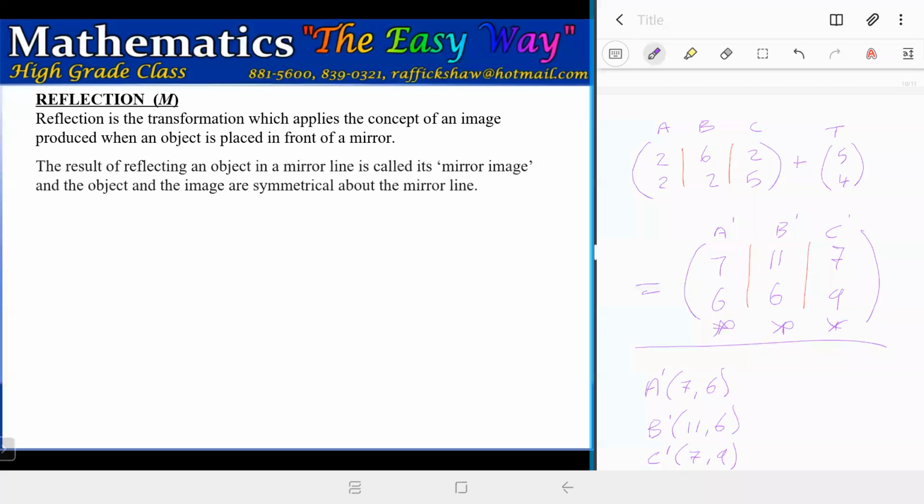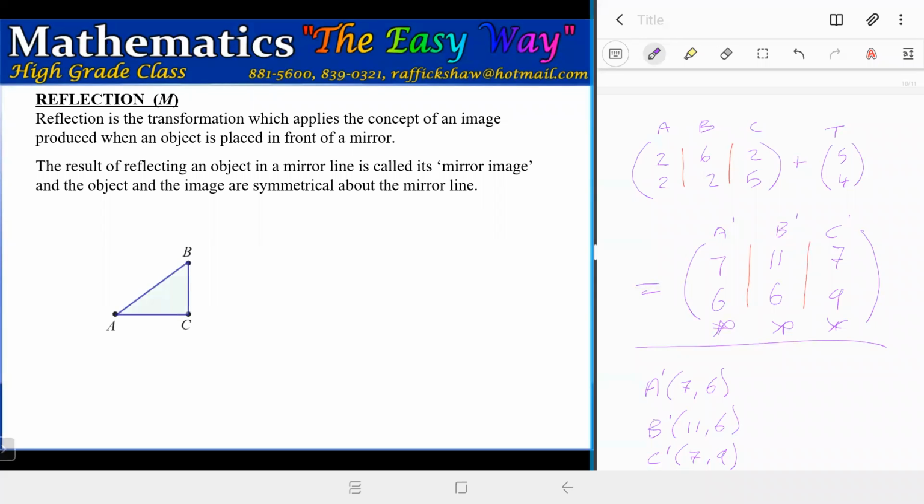So the result of reflection of an object in a mirror line is called a mirror image. Because we're talking about the image produced by a mirror line, the term that they use is mirror image. So all of this is like semantics. And the important thing, as we say, is that the mirror is like a line of symmetry between the object and the image, because the distance is the same and so forth.